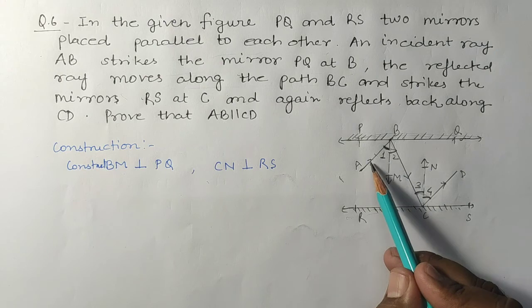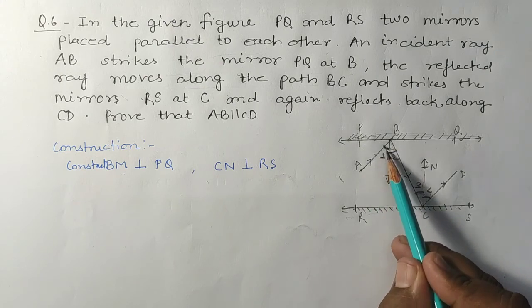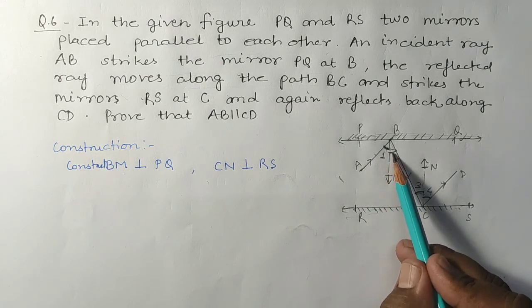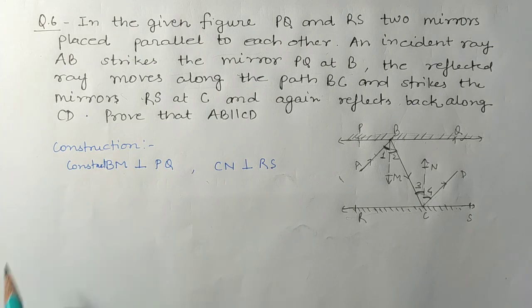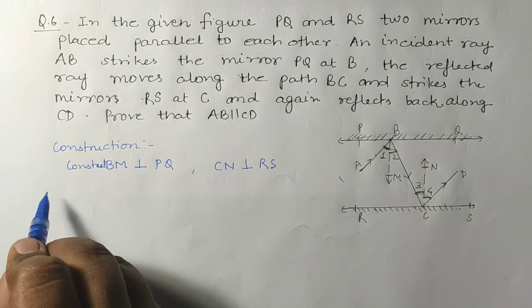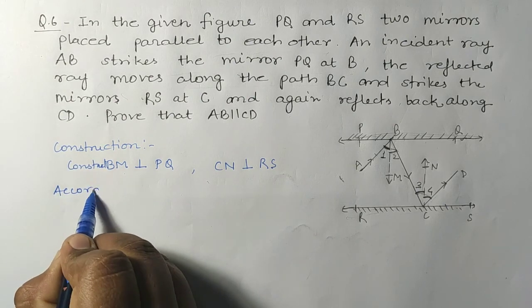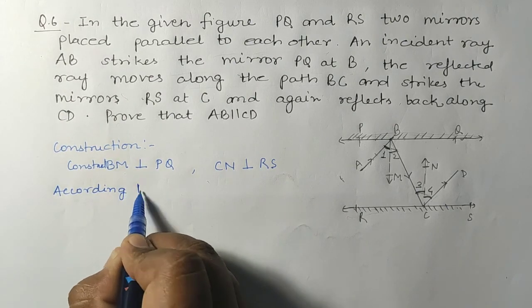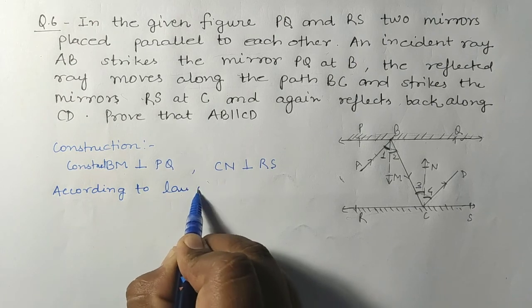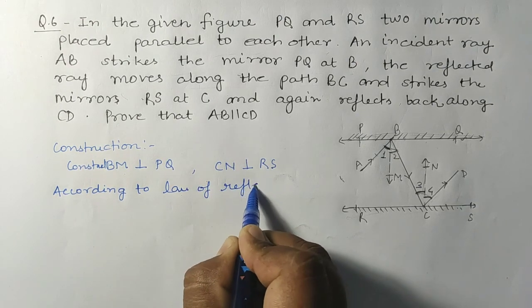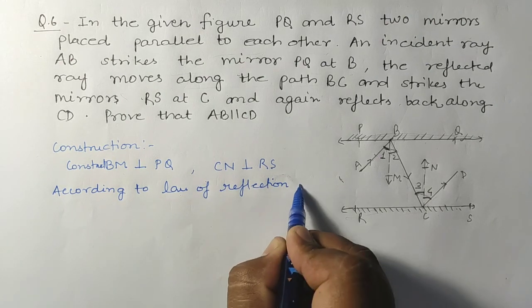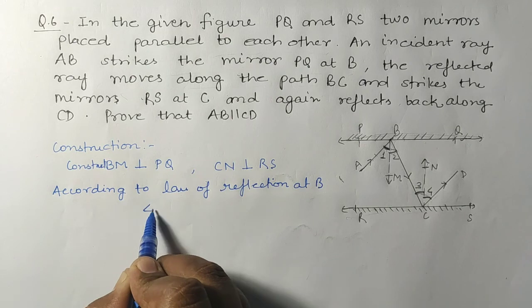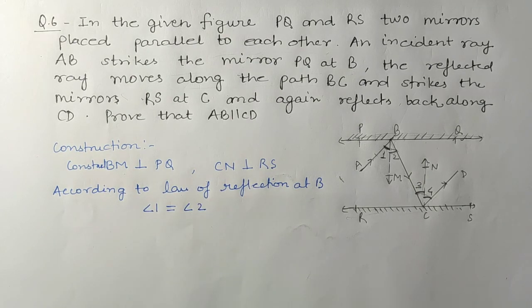So on this normal, the angle of incidence is angle 1, and the angle of reflection is angle 2. So we can write, according to the law of reflection, at B, angle 1 is equal to angle 2.